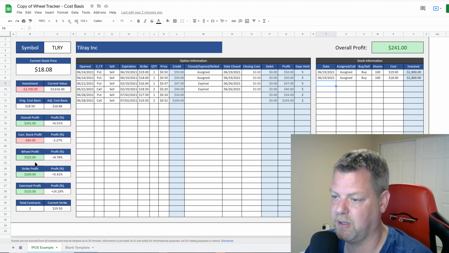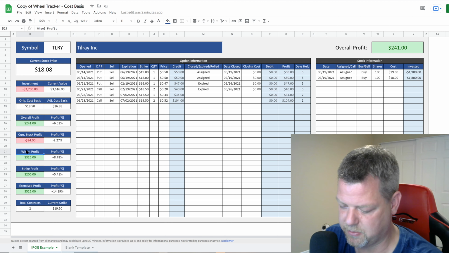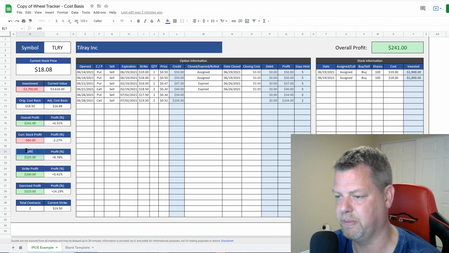Wheel profit. I think this is more like premium collected.